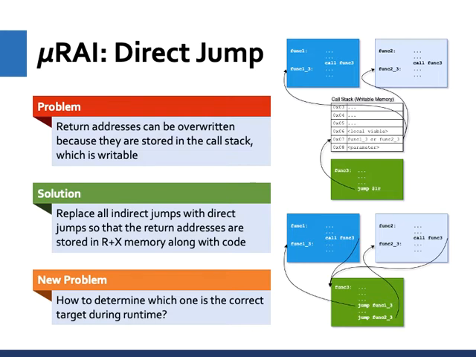So let's replace all indirect jumps with direct jumps. This is kind of hard-coded. Let's look at func3 here. Both func1 and func2 can call func3. So at the end of func3, it has two direct jumps. Now the question becomes how to determine which one is the correct target during runtime.